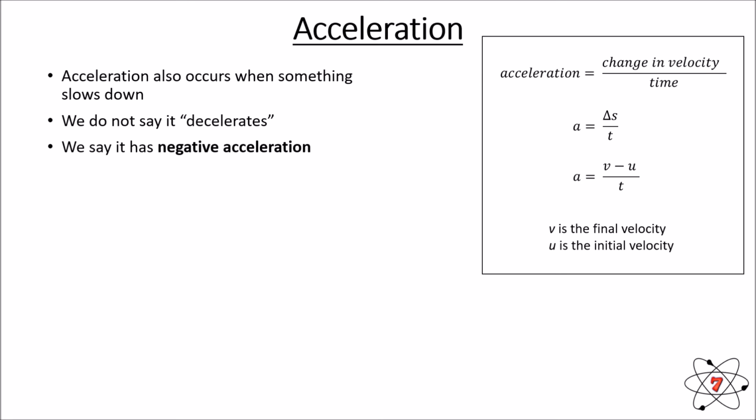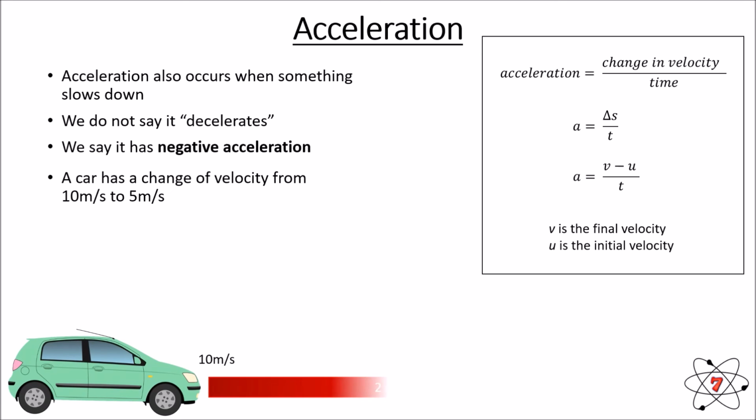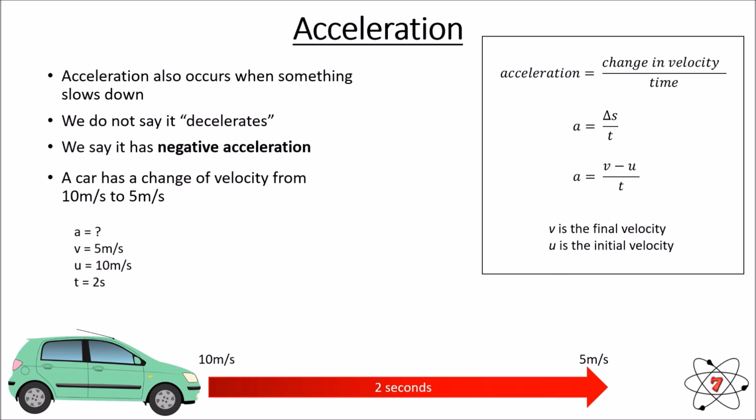So something that is slowing down in physics is still accelerating, because all acceleration is a change of velocity. If it has negative acceleration, it is slowing down. If it has acceleration or positive acceleration, it is speeding up. In this example, a car has a change of velocity from 10 meters per second to 5 meters per second. And we can see here that it takes 2 seconds for this change of velocity to take place.